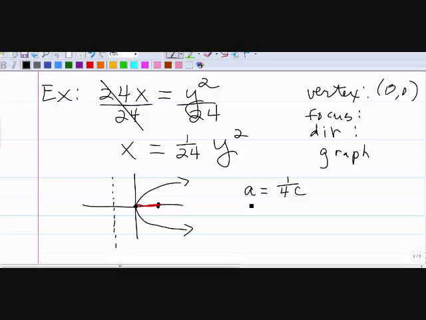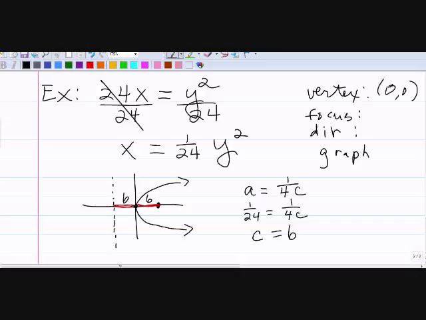So my A is 1/24 equals 1 over 4C. I think C is 6. Okay, so I got a distance of 6 to the vertex. I'm sorry, from the vertex to the focus and from the vertex to the directrix.